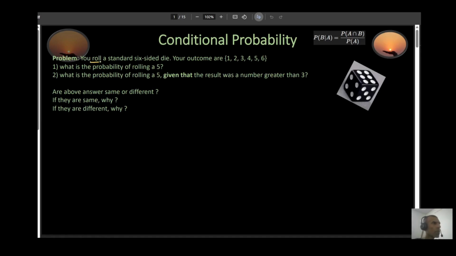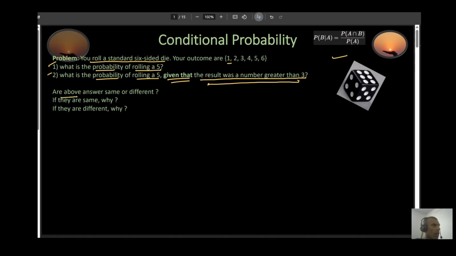Suppose you roll a standard six-sided die, this one right here. Your outcomes are 1, 2, 3, 4, 5, 6. Question number 1: what is the probability of rolling a 5? Question number 2: what is the probability of rolling a 5 given that the result was a number greater than 3? So this is an extra piece of information given to you, an extra evidence.